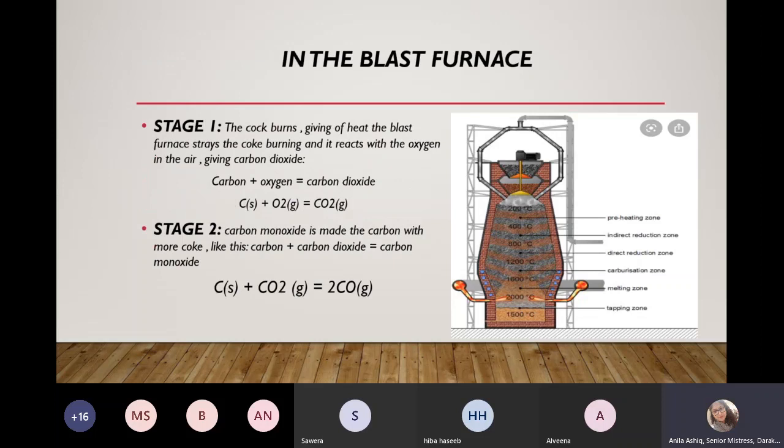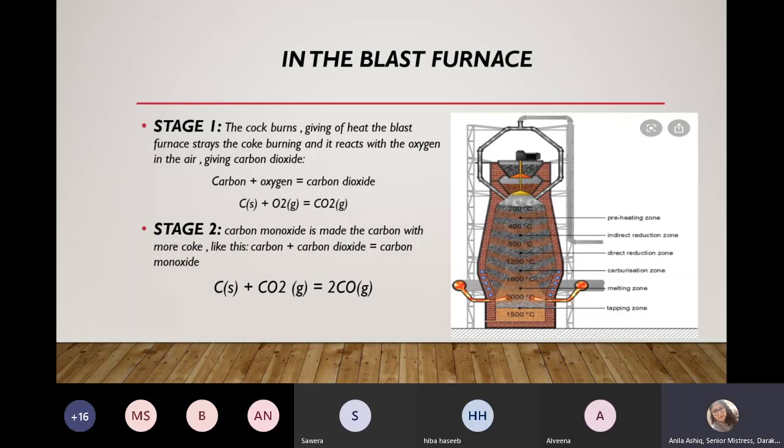So here is the blast furnace in front of you. In this blast furnace, they have given you different temperature zones, that at which thing what is happening. We will begin with step number one by one. One is carbon and oxygen. Carbon and oxygen gas are reacting together and forming carbon dioxide. Is there any question so far in the first step?